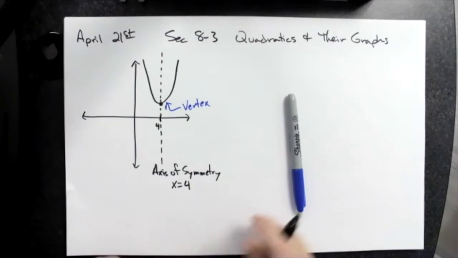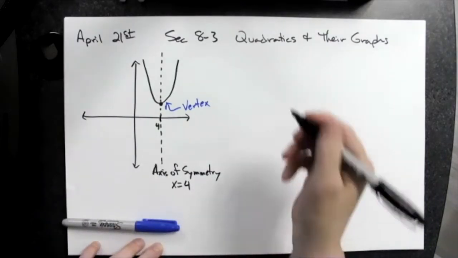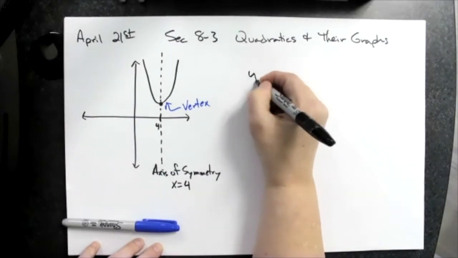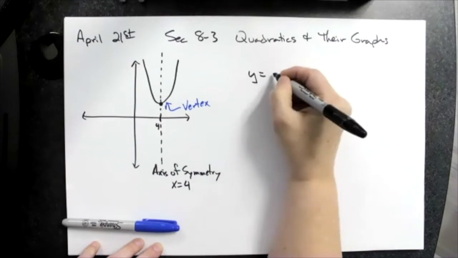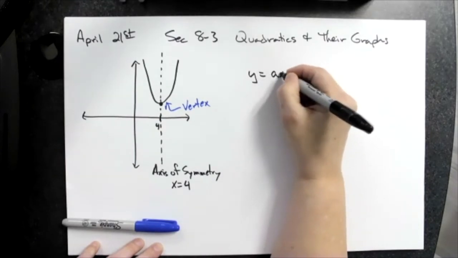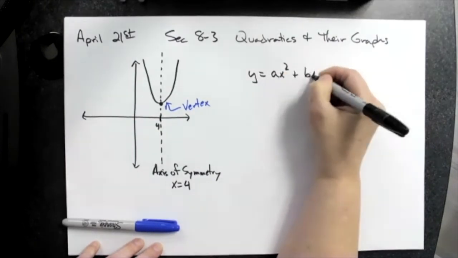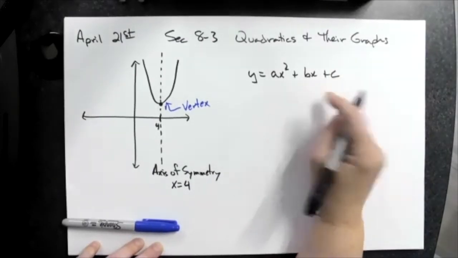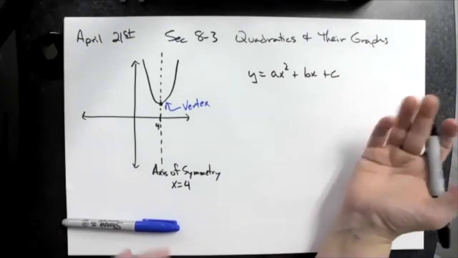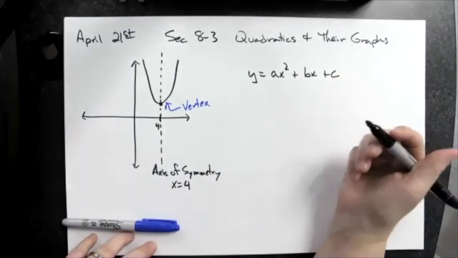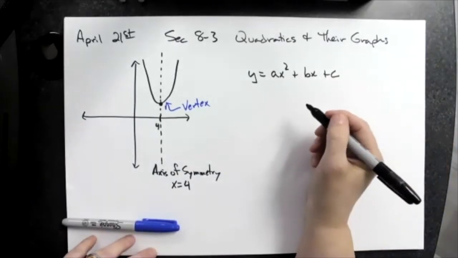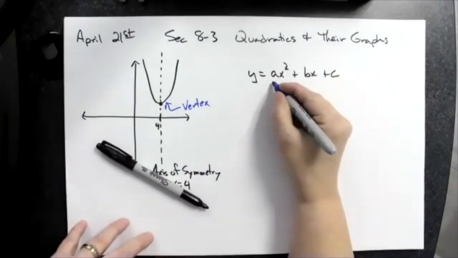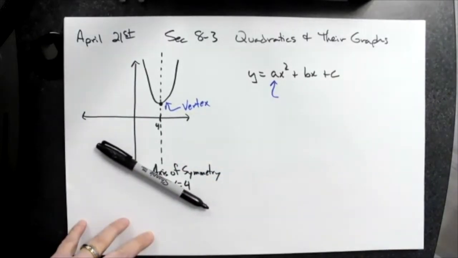Other things that we probably already know. Let's go ahead and write our standard form: y equals ax squared plus bx plus c. We've been working with this for quite a while now, so we know what we're talking about. We've factored it, we've solved it, we've done a variety of things with it. Okay, the a coefficient. This should be review for you.